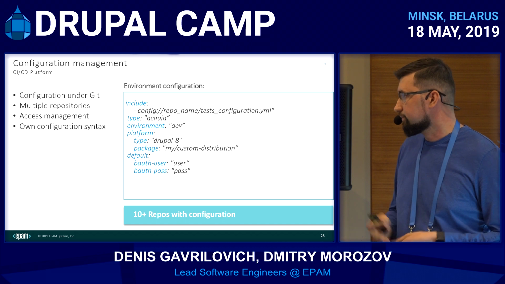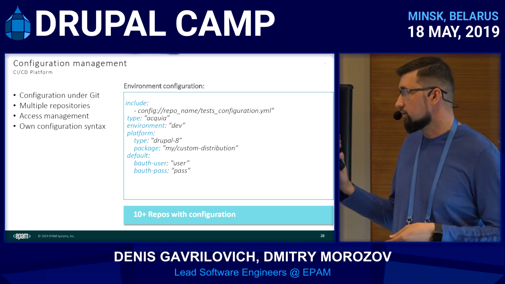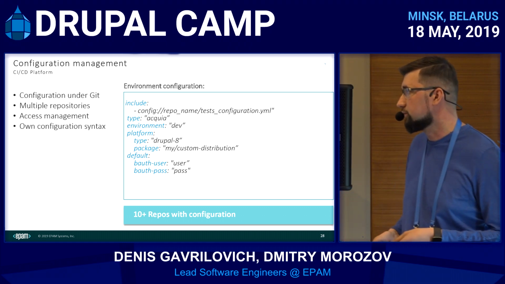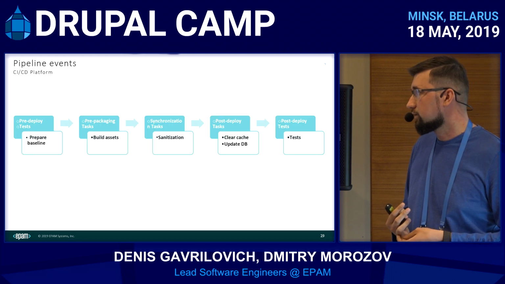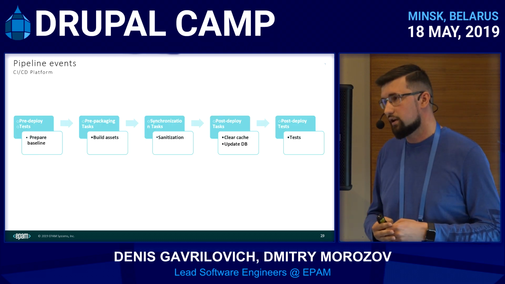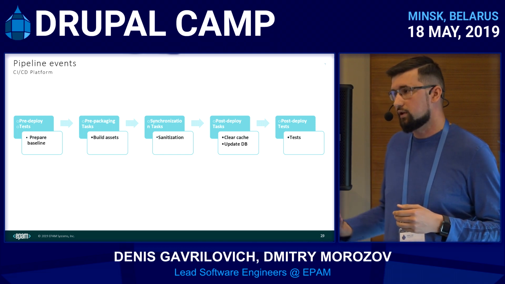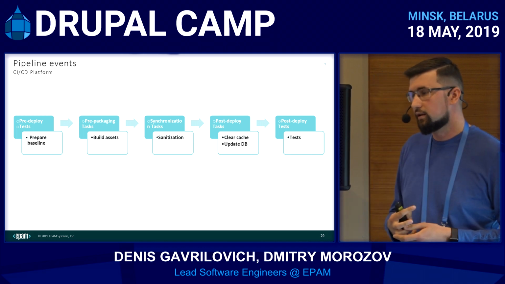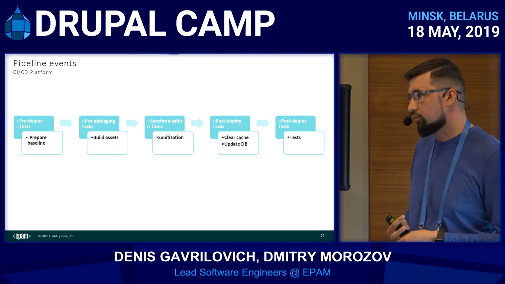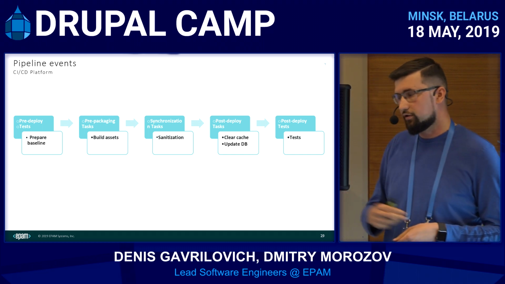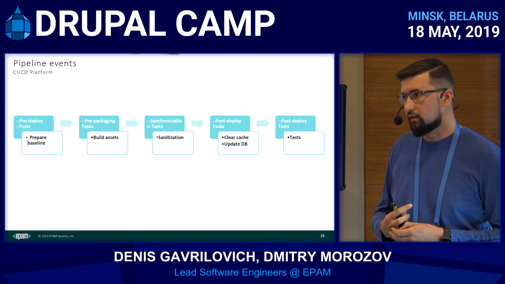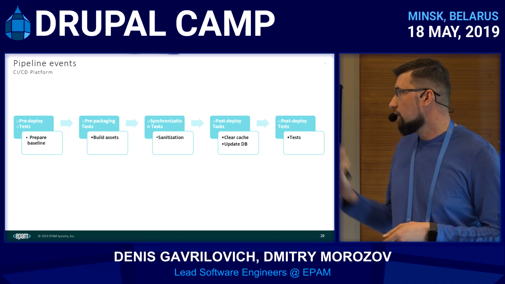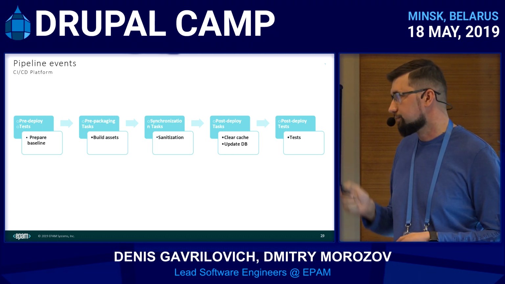And this is a simple example of configuration. As you can see, some common configuration can be moved into separate files, like test configuration, for example. The pipeline has a list of different events, and users are able to run their custom tasks on each of those events. For example, prepare baseline snapshots for visual tests, after that build some assets, and run some sanitization tasks to remove some information from the database during synchronization. Run post-update tasks like clear Varnish cache, clear Drupal cache, update DB, etc. And at the end run tests, for example.